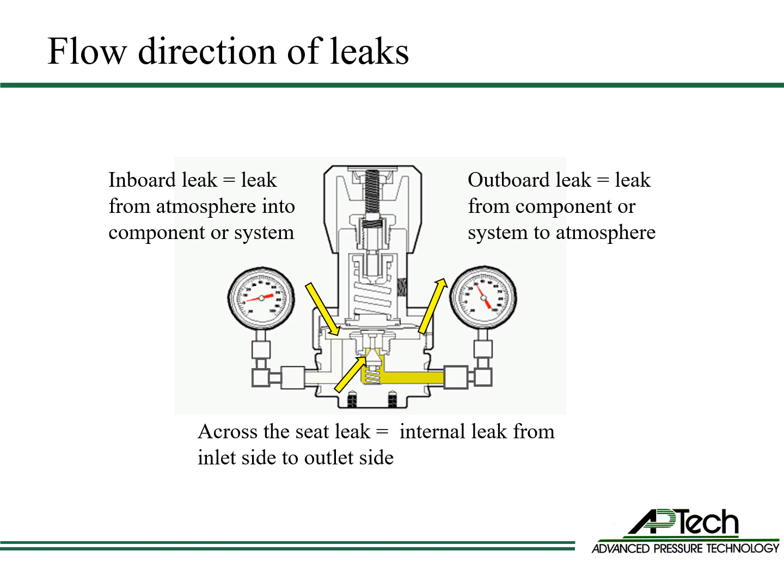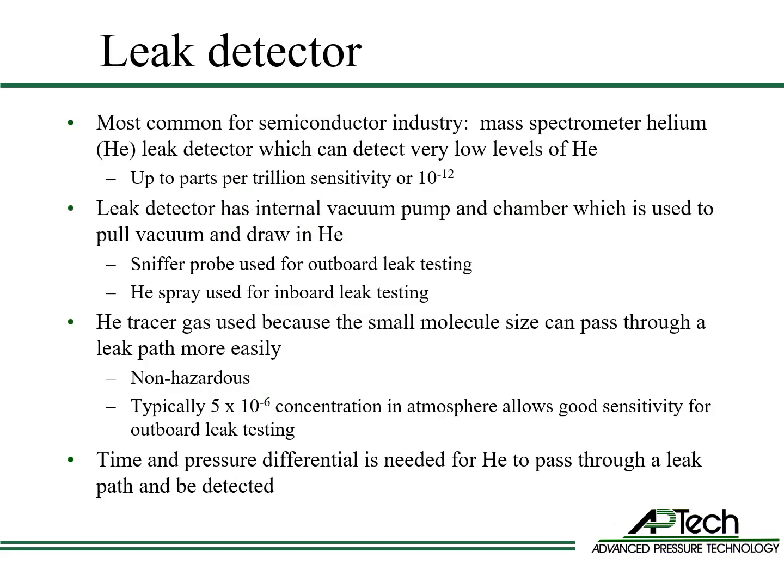Some leaks are more easily detected with one method versus another, so many leak test methods are performed on each part. In the semiconductor industry, a helium mass spectrometer is the most common type of leak detector. It uses vacuum to detect leaks. The mass spectrometer can detect very low levels of helium, some down to parts per trillion, or 1 × 10⁻¹² concentration of helium. Its internal vacuum pump and vacuum chamber pull vacuum and draw in helium.